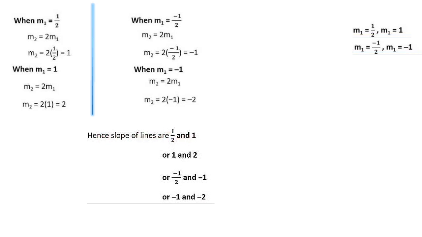Next 1 and 1 by 2. Next minus 1 by 2 and minus 1 and minus 1 and minus 2. So these are the possible slopes of the lines. Next we shall discuss the 12th question.